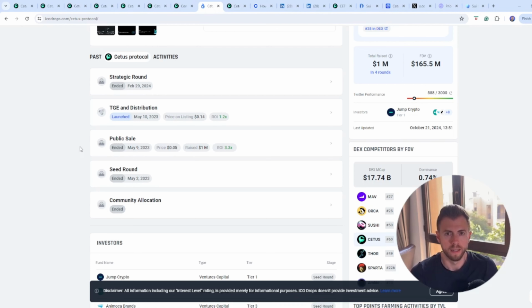And then another upside that's worth discussing is that the price of the Cetus token now is not that far off when it was first generated.